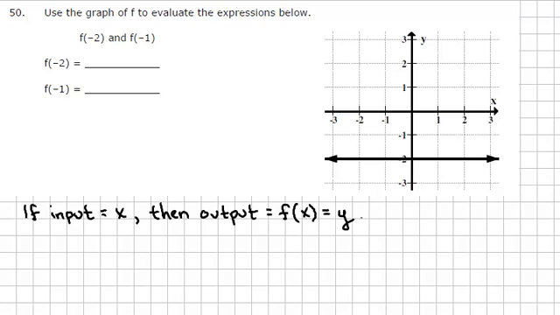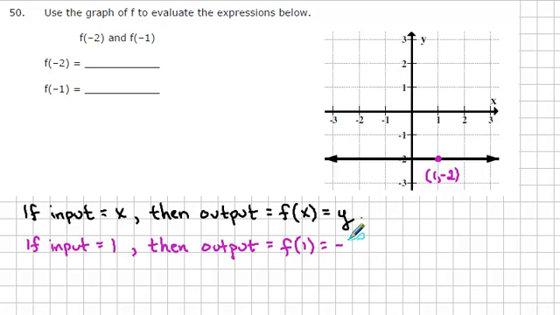So let's locate a point on the graph of the function to illustrate this idea. One point on the function is the point (1, negative 2). So if we rewrite this statement, we would say if the input is equal to 1, then the output is equal to f of 1, and the y value of the point is negative 2, so f of 1 is equal to negative 2.